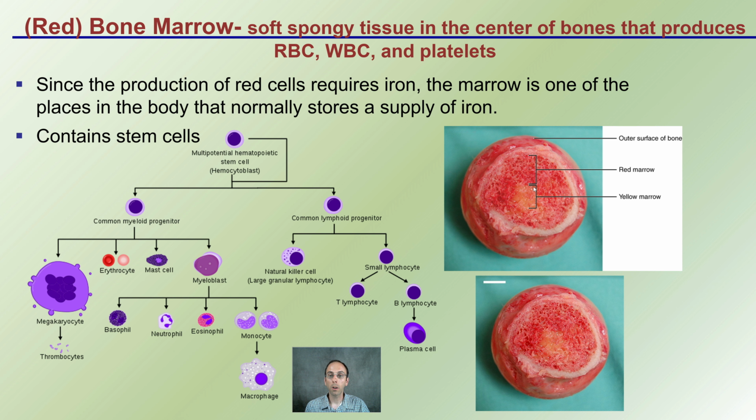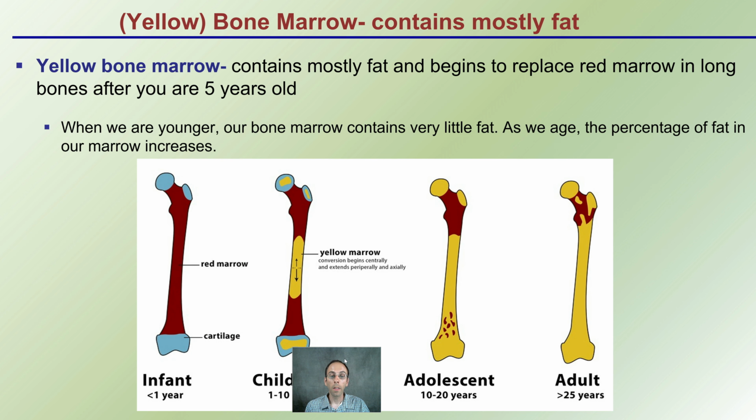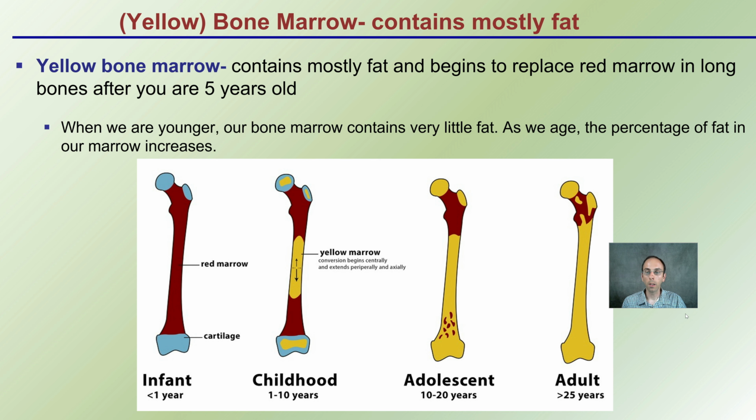Here we see the outer surface of the bone. We have the red bone marrow, and we have the yellow bone marrow in the center in this particular image. That yellow bone marrow I mentioned is an important component, and it will increase with age. Yellow bone marrow contains mostly fat and begins to replace red bone marrow in long bones after about 5 years old. When we're younger, our bones contain very little fat, and as we age, the percentage of fat in the marrow increases.